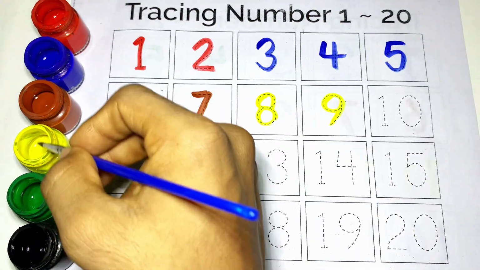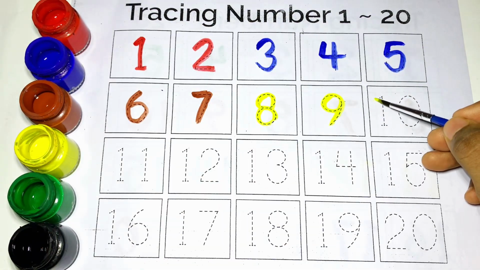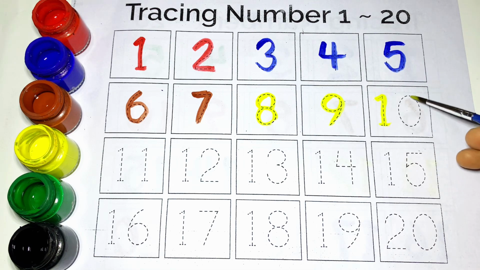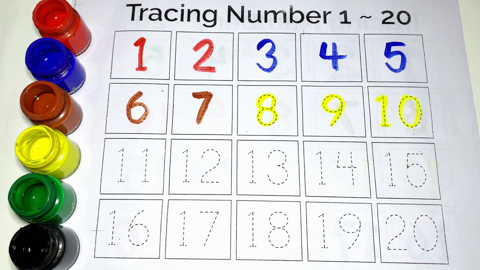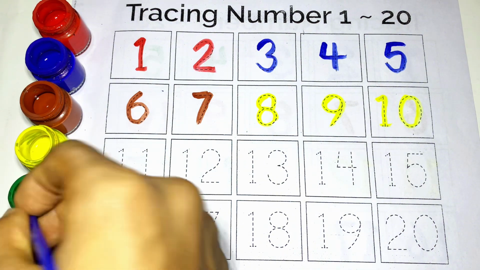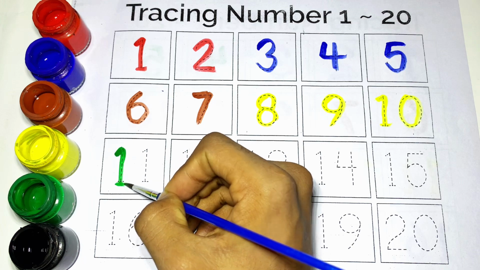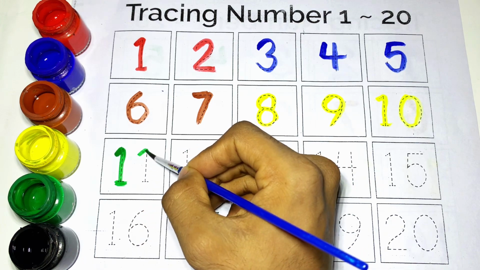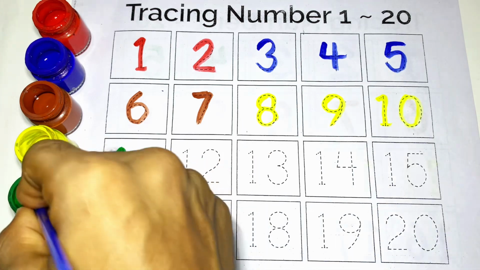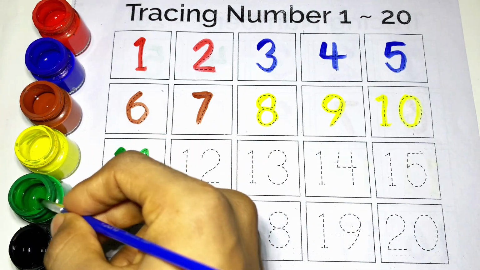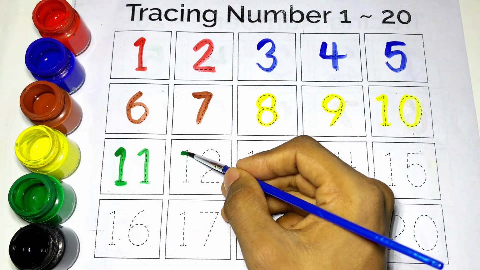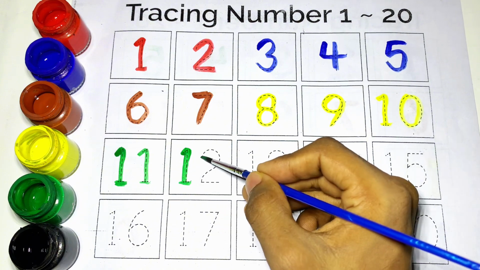Kids, again use yellow color and draw 10, the number 10, T-E-N, 10. Kids, now draw 11, the number 11, and use green color. Kids, again use green color and draw 12, the number 12.